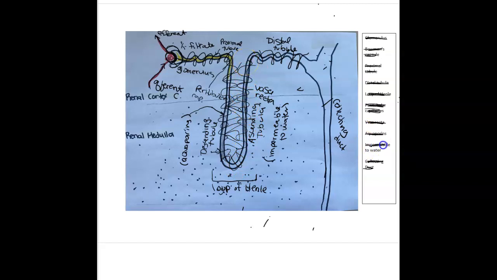All right, so that is all of our vocab. Remember to add in afferent capillaries and efferent capillaries to this list here.